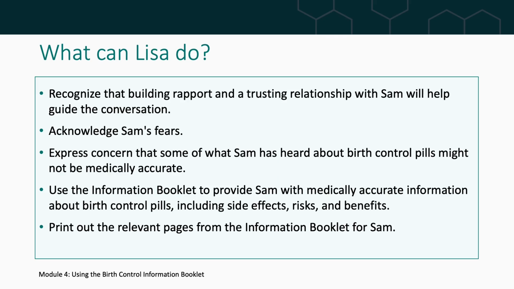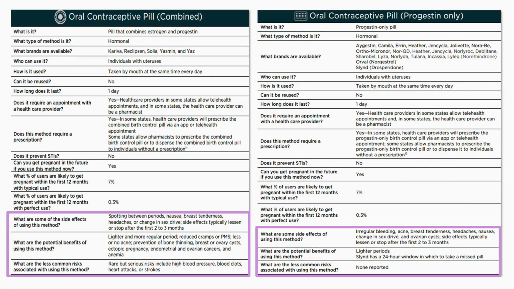Then she can use the birth control information booklet to provide Sam with medically accurate information about birth control pills, including their side effects, risks, and benefits. Lisa can also print out relevant pages of the booklet for Sam. The information booklet provides information about two types of birth control pills. Page 6 provides information about the combined pill, and page 7 provides information about the progesterone-only pill.